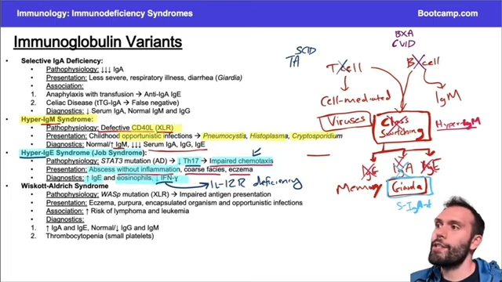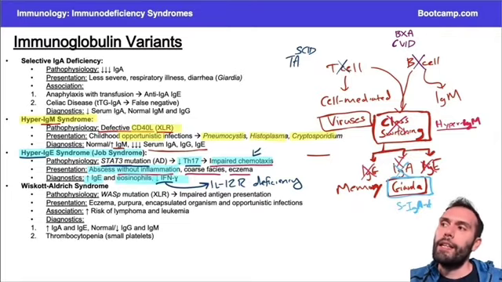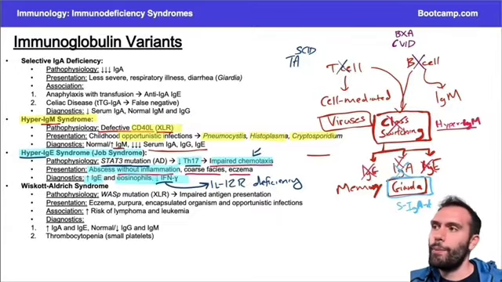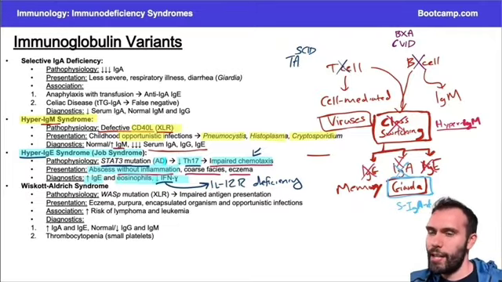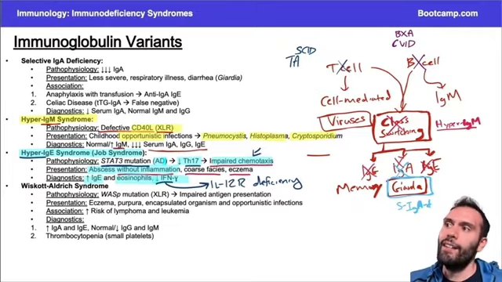And why does this occur? This occurs because there's a STAT3 mutation. Now, STAT3 is one of those genes that's going to help regulate cell growth. Okay, you don't need to really know any more than that. You do want to know that this is autosomal dominant. Remember, you want to remember the diseases that have the kind of more unusual inheritance patterns. So remember, hyper IgM, X-linked recessive, hyper IgE, autosomal dominant.